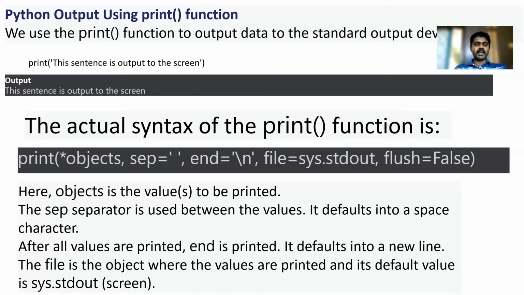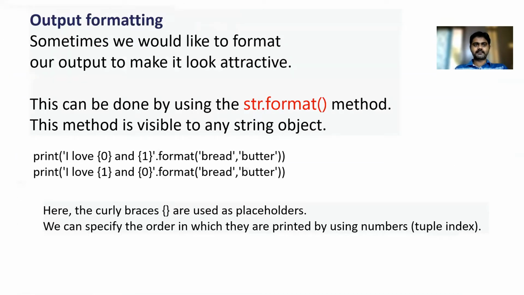It defaults to a new line. The file is the object where the values are printed, and the default value is sys.stdout. What does it mean? It is nothing but your output screen. So sys.stdout means it will be printed on the screen. So this is the exact syntax of print, which is our output function.